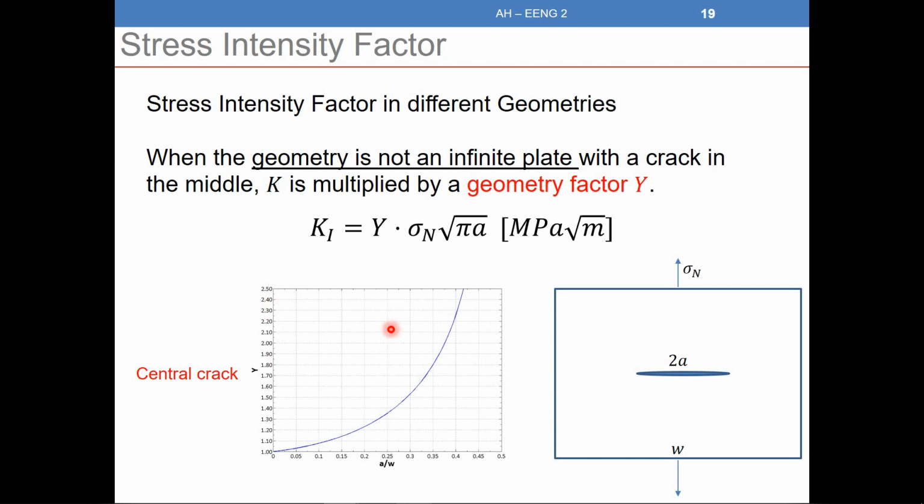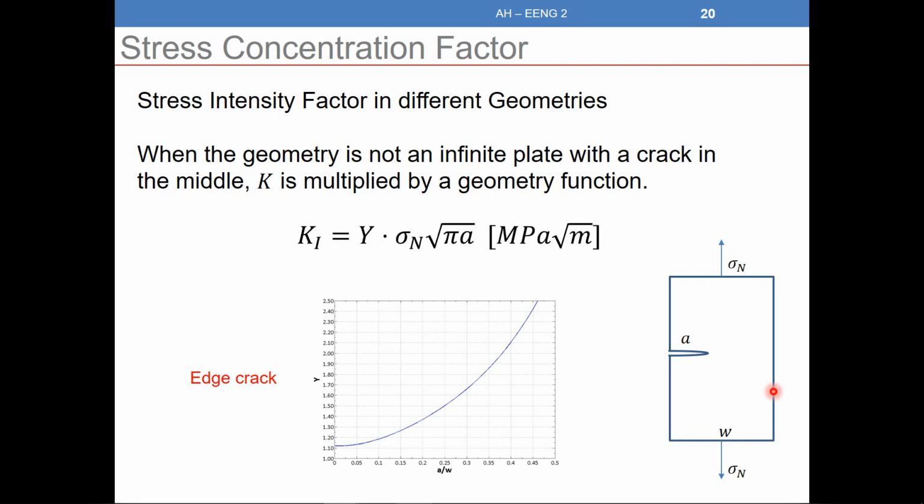We have graphs. For example, in the case of a central crack, here we have a over W, so a over the width. If I have the crack size, I can divide a by the width. Let's say it's equal to 0.3. So I come to the graph here at 0.3 and I find, let's say, 1.50. So I need to multiply 1.50 times sigma times square root of pi a in order to find the stress intensity factor in such a plate.